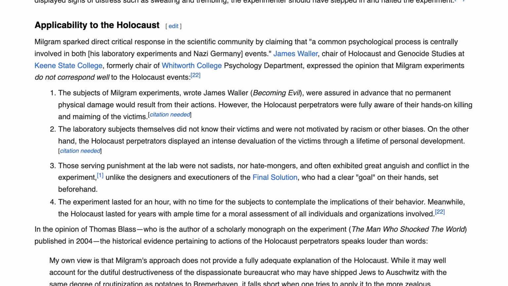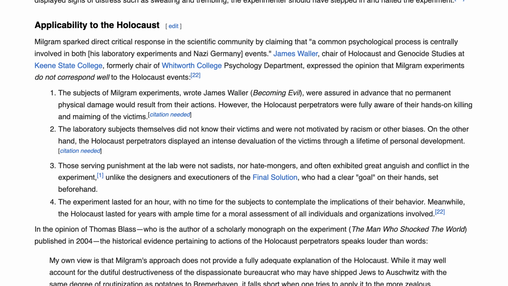The subjects of Milgram experiments, wrote James Waller, "becoming evil," were assured in advance that no permanent physical damage would result from their actions. However, the Holocaust perpetrators were fully aware of their hands-on killing and maiming of the victims. The laboratory subjects themselves did not know their victims and were not motivated by racism or other biases. On the other hand, the Holocaust perpetrators displayed an intense devaluation of the victims through a lifetime of personal development.